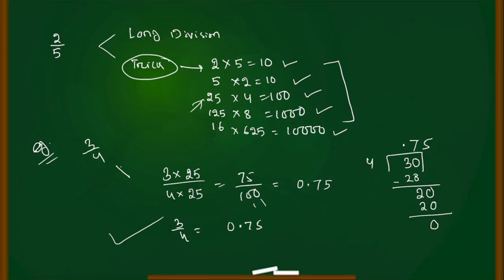You can solve by the long division method, or you can solve by the trick. The trick is applicable only in the case where the denominator is a multiple of either 2 or 5. Okay. Otherwise not.